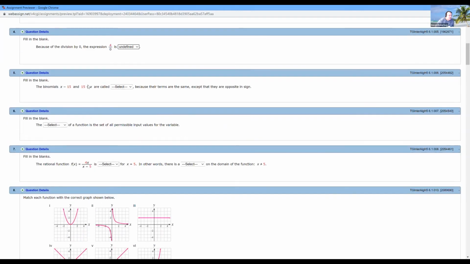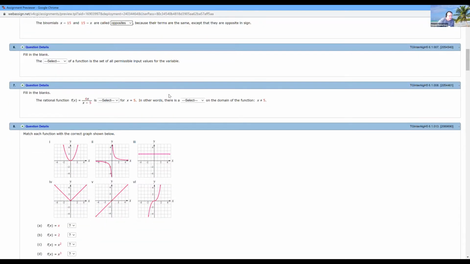Now this one is something I haven't done. X take away 15 and 15 take away X are called negatives or opposites. Have you ever heard the term opposites? No. Okay. Now let's forget some more of the fill-in blanks.